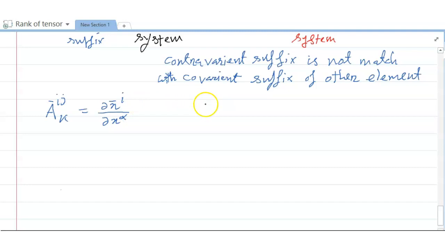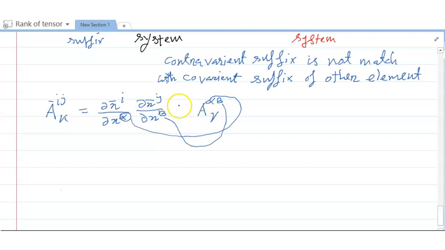And so friends, I want to change this way: alpha, beta and gamma. So my dummy index is alpha, and in the second position I have to write del x bar j by del x to the power beta, and after that del x gamma by del x bar k. So friends, this is the transformation.